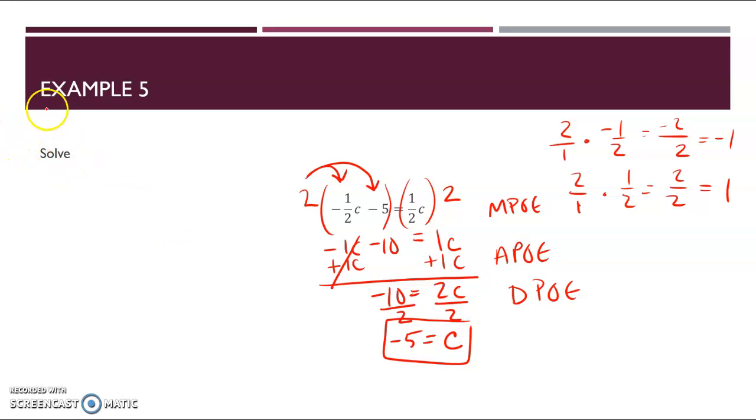How do we know? We plug it in, and you want to plug it in to the original equation. You're like, oh, but Mrs. Cartwright, the original equation was fractions again. That's okay. We need a refresher on how to do fractions anyway.